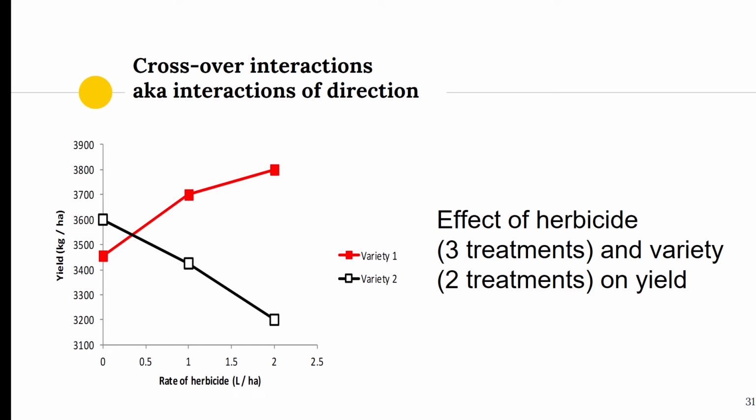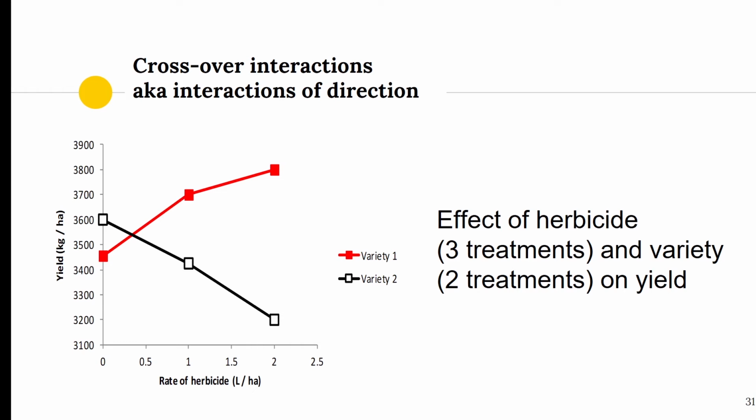The first would be a crossover interaction, what we also call interactions of directions. And this is when a treatment has a positive effect in the presence of one level of the other factor, but a negative effect in the presence of another level of the other factor. And so the graph below, or what you're seeing here, is an example.